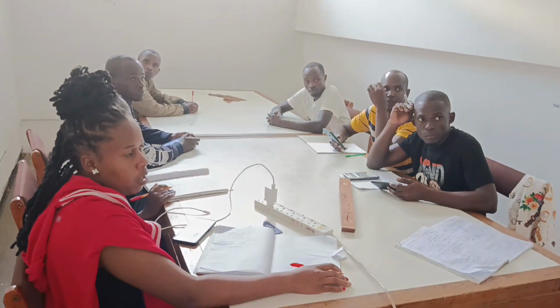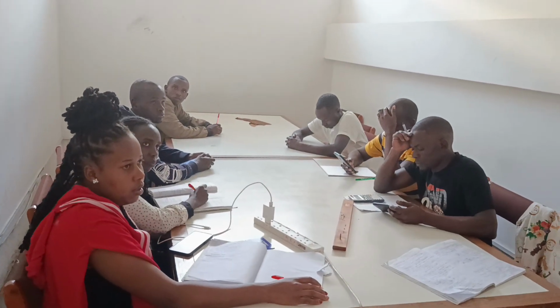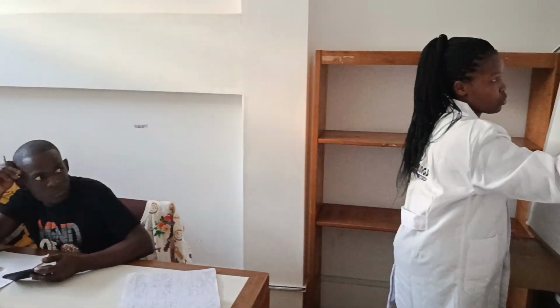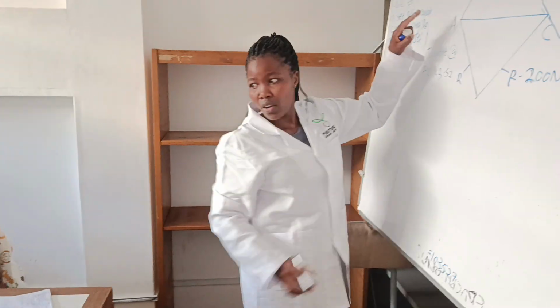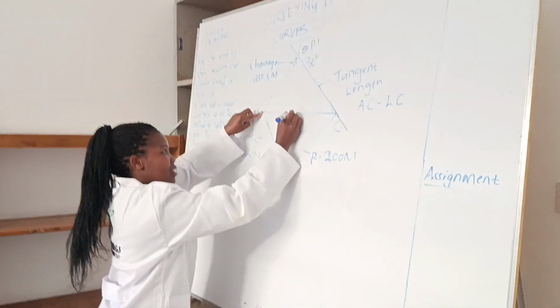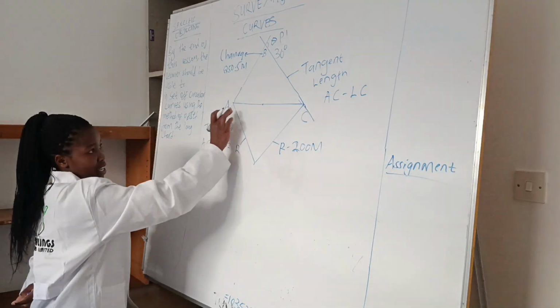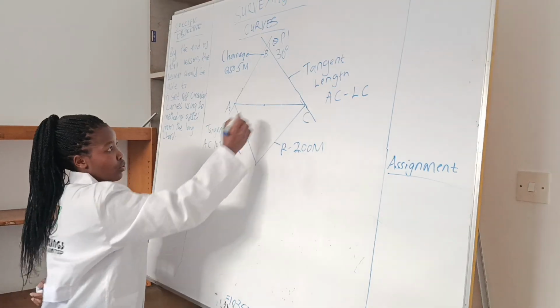Now our next point that we will need to calculate, having gotten the tangent length at AC to be 103.52. That is the whole of this length from point A to point C. You will need to calculate the midpoint of that length. You will take your length at AC, divide by 2. What is the answer?